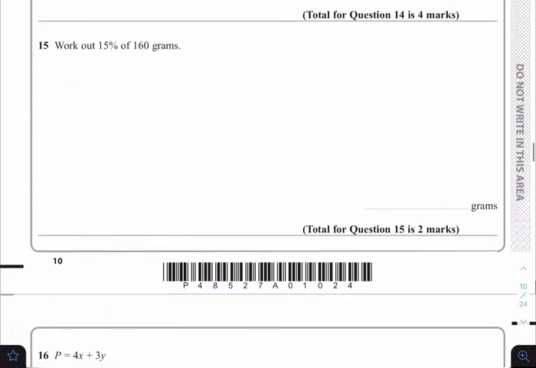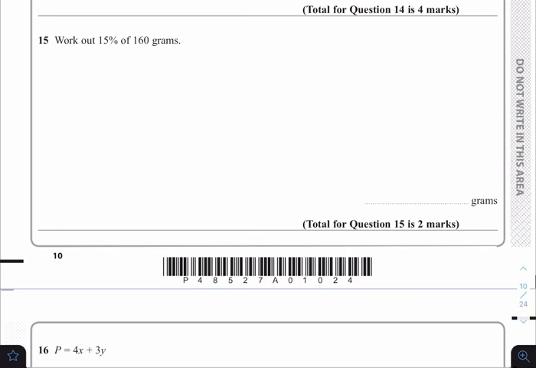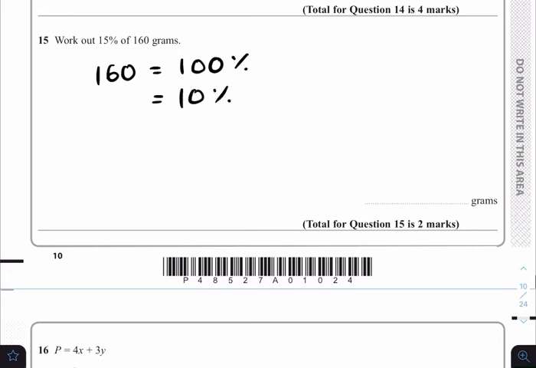Work out 15% of 160 grams. So we have 160 here, which equals 100%, because we know that's how many grams there are. So if you want to work out 10%, you divide the right hand side, which is this side, by 10, and then you also divide this side by 10. So 160 divided by 10 is just the same as knocking off a 0, so it's 16.